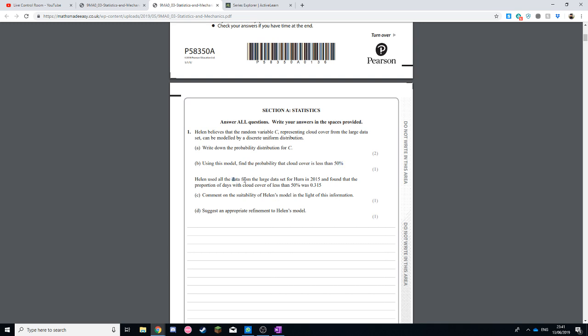Ellen used all the data from the last data set and found that the proportion of days with cloud cover less than 50% was 0.1 of 315. Comment on the suitability of Helen's model in light of this information. Not very suitable because it's not uniformly distributed. Suggest an appropriate refinement to Helen's model. Not too sure what I'd say for that. Don't model it as a discrete uniform distribution. Model it as a, I don't know.